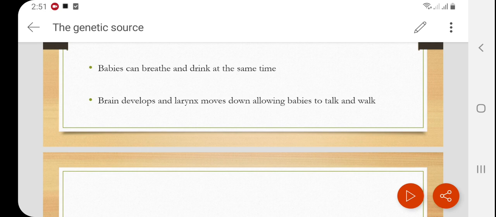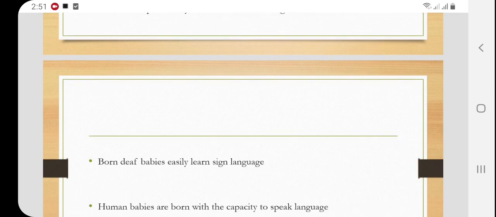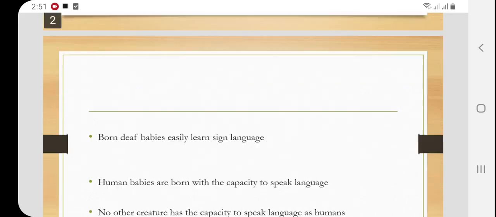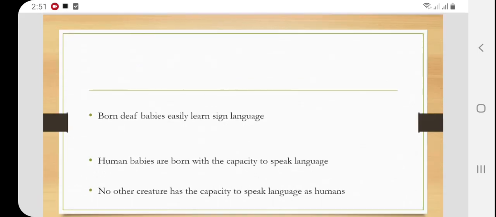So this is genetically present in the brain, that they have the ability to understand the words, whether it's sign language, whether it's spoken language, or body gestures. Humans have this genetic source for speech production. So born deaf babies easily learn sign language. They do not feel any hesitation, because the tongue produces words. If their tongue is not working, they can understand and write sign language.